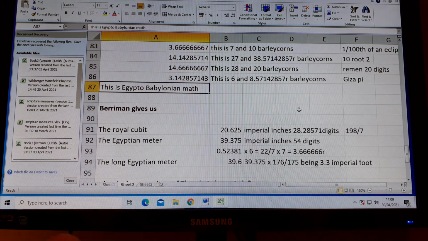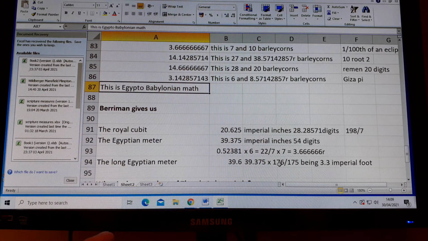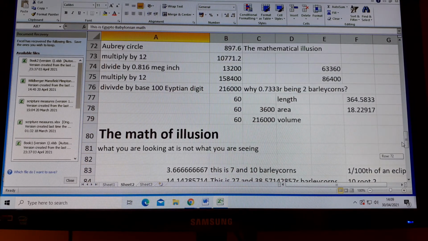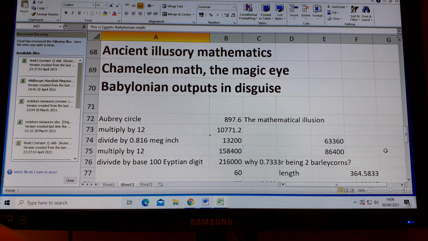And the thing that follows on from this is the long Egyptian meter is 39.375 multiplied by 176, and there are 1,760 cubits in the base of the Great Pyramid, divided by 175 being 3.3 imperial feet. So we're getting 39.6 from Berryman's Egyptian work, and we're finding it at Stonehenge. And it's as simple as that. Now we're going on to the mathematics of illusion, because I've shown you a quick example there. This 8976 is a mathematical illusion.